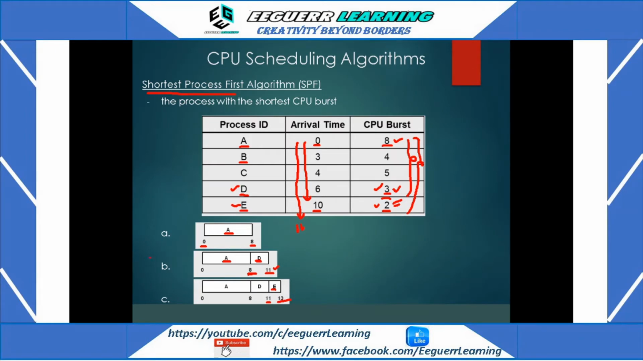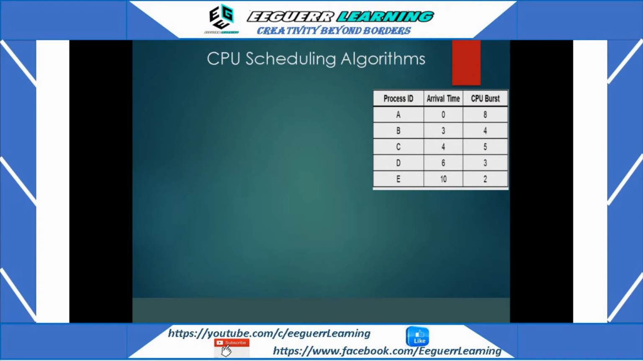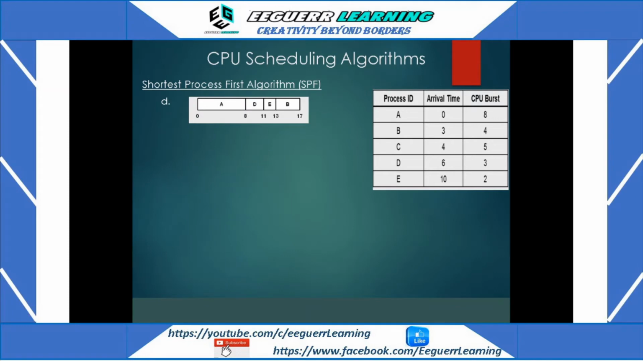Okay, so we already processed 3 processes. So we need to process the other 2 remaining processes. So let us continue. And let us place our table here as our guide and continue for the shortest process first algorithm, and go to our 4th process and get our Gantt chart.